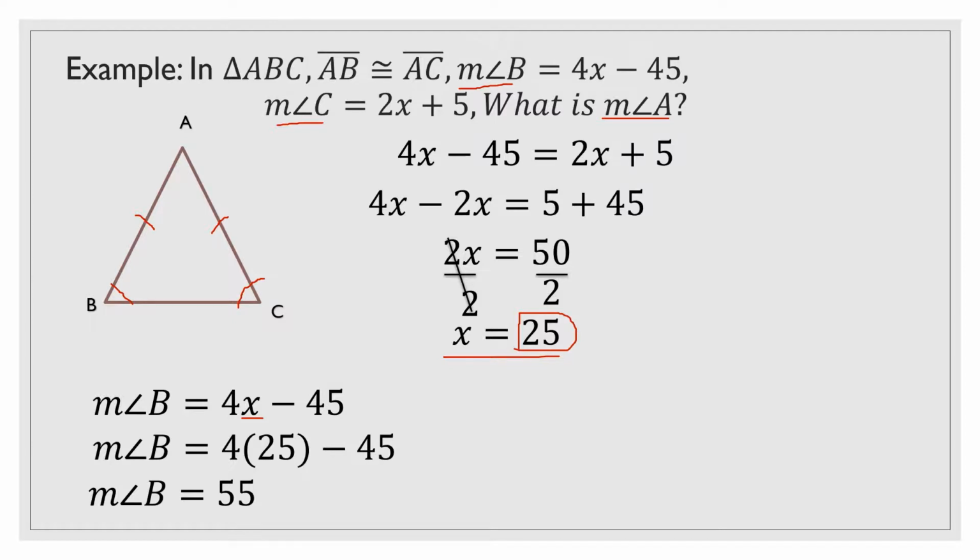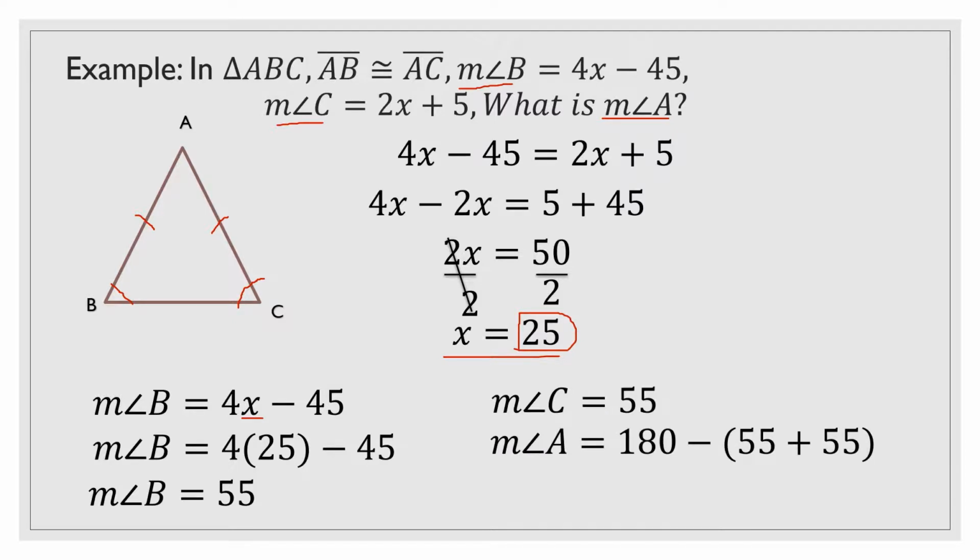Since angle B and angle C are congruent, the measurement of angle C is also 55. Now, the sum of the interior angles of a triangle is equal to 180, so we can find the measure of angle A. The measure of angle A is equal to 180 minus the sum of the two angles. So, 180 minus (55 plus 55). And that is 110. So, 180 minus 110 is equal to 70. Therefore, the measurement of angle A is 70.